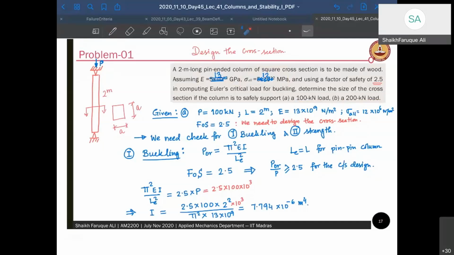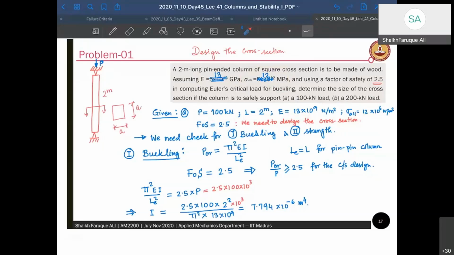Okay. So what are the things that are given to me? P is given, 100 kilonewton, length is given, E is given, and sigma allowable is given, right? And also a factor of safety is given. So factor of safety means whatever is the critical Euler buckling load, you have to divide that by 2.5, and that will be your design load, right? So your design load is going to be different from your capacity of carrying that load.